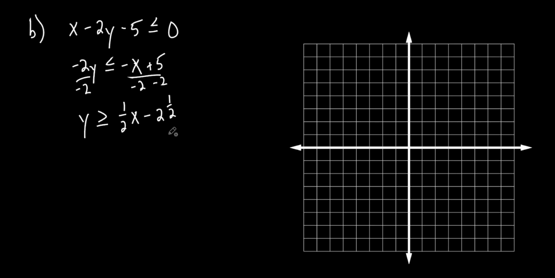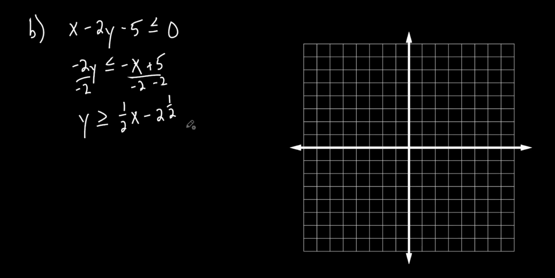2.5. I just wrote 2.5 because it's a little easier to graph when you're thinking 2.5 instead of 5 over 2. Normally you wouldn't really have to change that into a mixed number, but it definitely makes it easier to graph. All right, so let's see what that looks like. Now this is greater than or equal to.